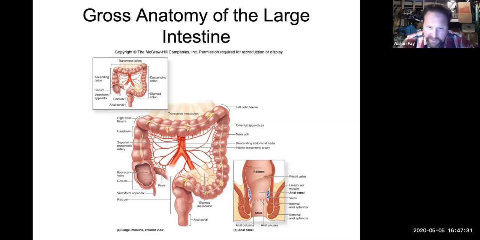I do believe we've talked, oh, okay, let's talk anal canal, shall we? So here we can see the end of the rectum. Inside the rectum, you're going to have 3 rectal valves, 1, 2, and the third one is not shown.